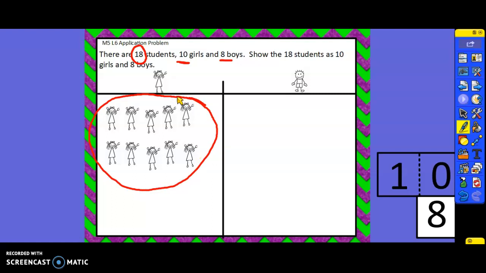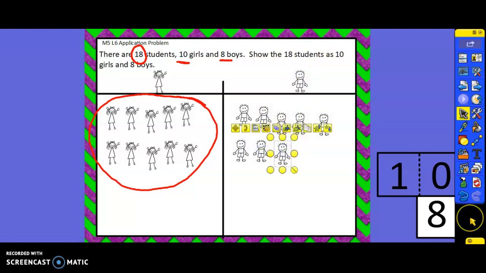And then it said we had 8 boys. So let's show our 8 boys. Let's count. 1, 2, 3, 4, 5, 6, 7, 8. All right, so look at that. We have 10, 8. We have the number 18. 10, 8 is how we say it the Say 10 way.